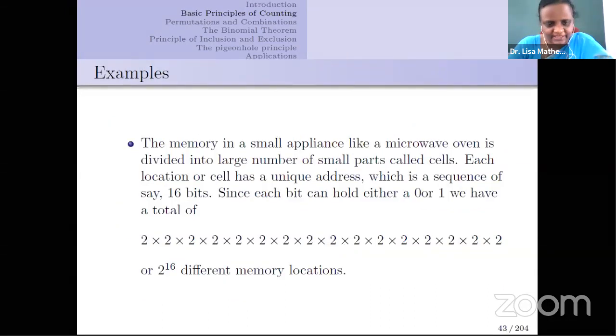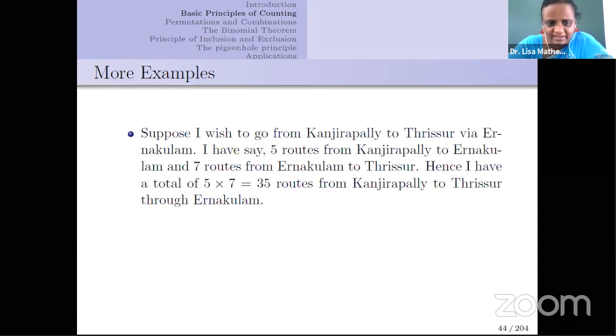Now, as an example of this, I take this example. The memory in a small appliance like a microwave oven is divided into a large number of small parts called cells. Each cell location has a unique address, which is a sequence of, say, 16 bits. Now, all of us know that a bit can hold either 0 or 1. And so we have a total of 2 into 2 into 2, 16 times. Why? Because for the first bit, I have two options, 0 and 1. For the second bit, again, I have two options, 0 and 1, and so on. For each of the 16 bits, I have two options. So therefore, totally, I have 2 into 2 into 2 into 2, 16 times, or 2 to the power 16 different memory locations.